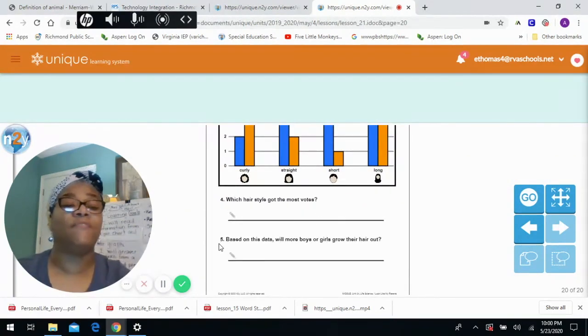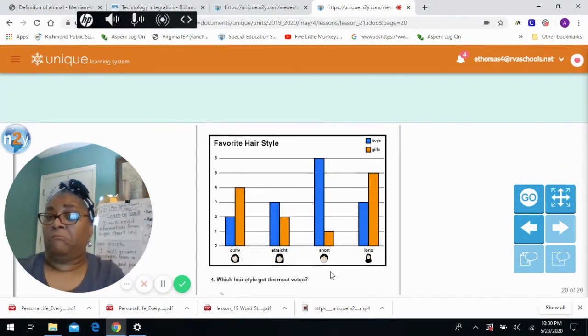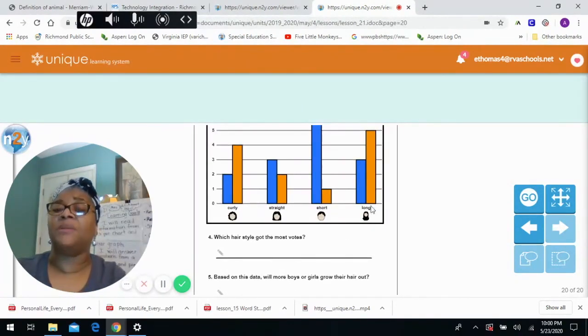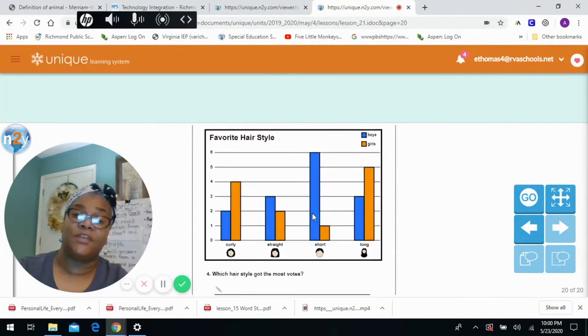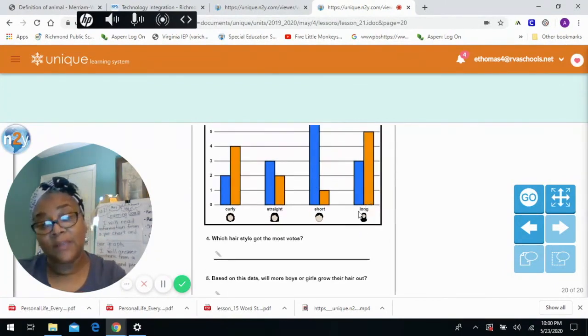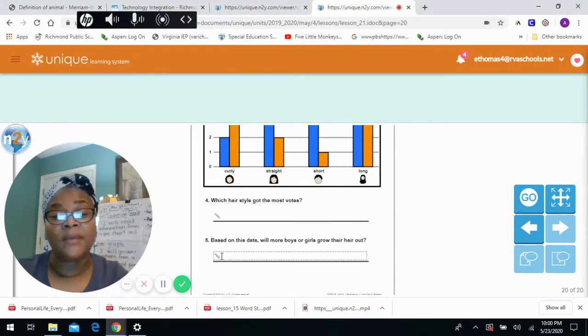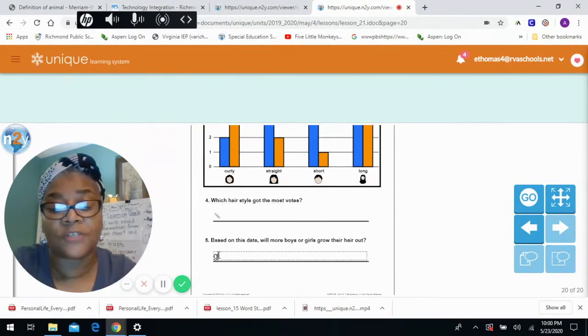And then let's do this last one because it's an overall question. It says, based on this data, will more boys or girls grow their hair out? All right, now let's think about that. Growing your hair out means it has to be long. Boys like to cut their hair. They like to have theirs short. Girls want theirs long, so it has to grow out. So who would it be? It would be the girls.